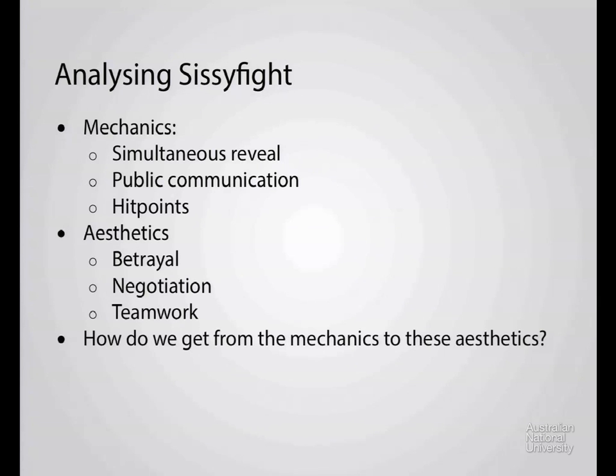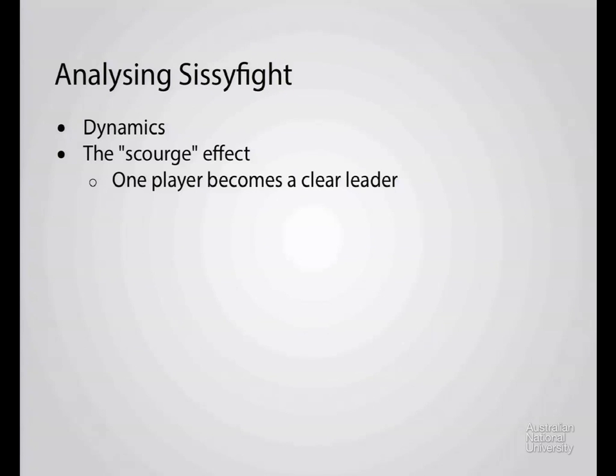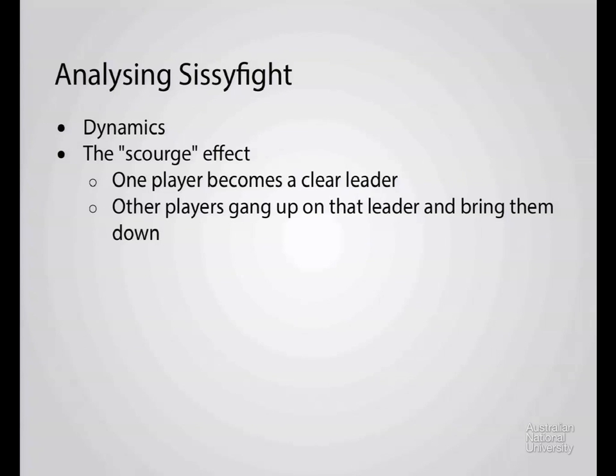So how do we get from these mechanics to these aesthetics? Because a game rule cannot make you feel betrayed, not by itself, anyway. We need dynamics for that to happen. Here's one that we've identified in Sissyfight. It's called the Scourge effect. You have one player becoming a clear leader, and as soon as the players realize this, they all play team attack on that player, taking them out of the game almost at once.